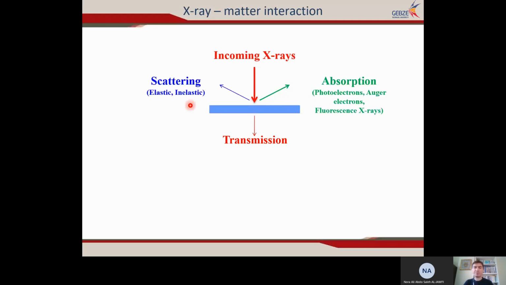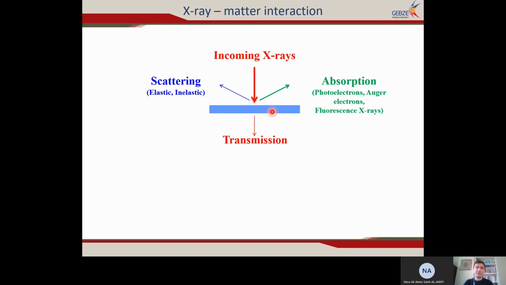So what kind of interactions can be present between X-rays and matter here? We have three main mechanisms. One is scattering, okay? It can be elastic or inelastic. And we have absorption, and we will investigate absorption in three mechanisms: photoelectrons, Auger electrons, and also fluorescence X-rays. These are the absorption products.